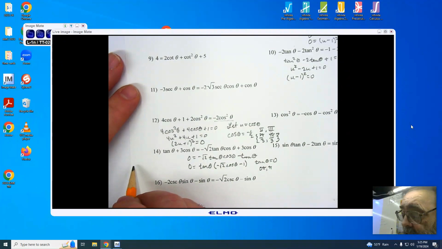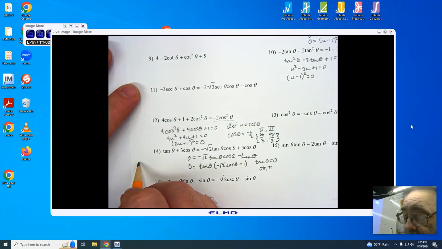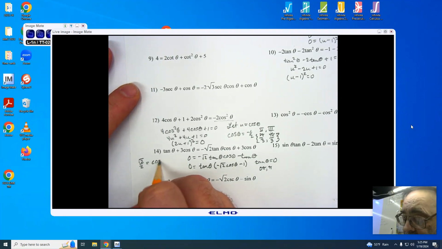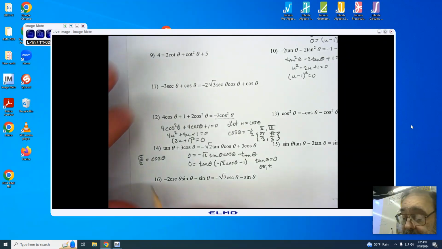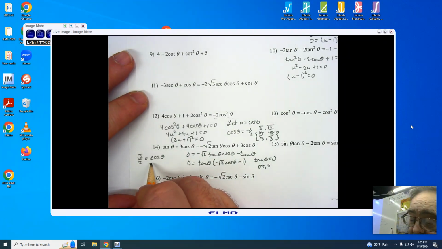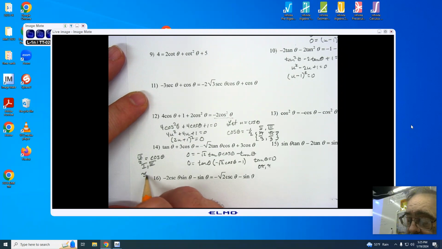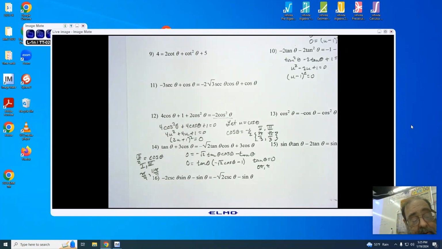Let's do it over here. And I'm going to have root 2 over 2 is equal to the cosine of theta. This is going to occur in the first and fourth quadrant. First and fourth, the reference angle is pi over 4, so I have pi over 4 and 11 pi over 4. These are now my 4 answers, and I would put it in a solution set and be done with it. Let me just double check.